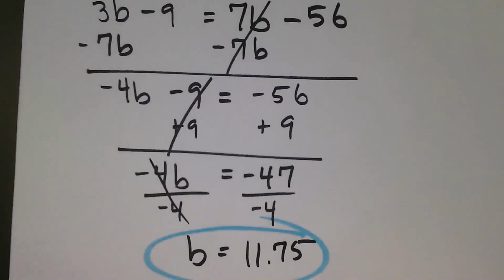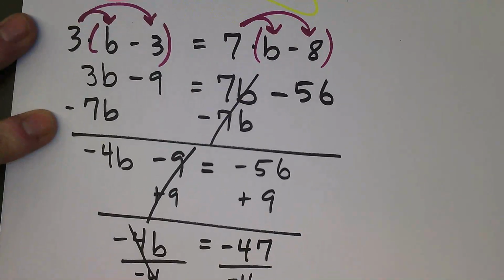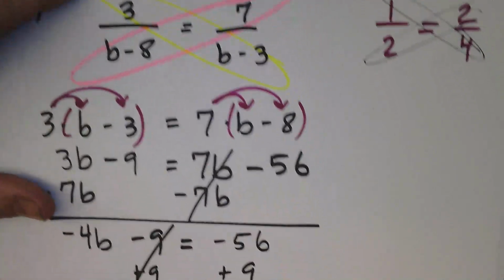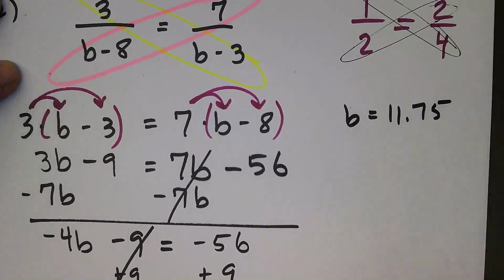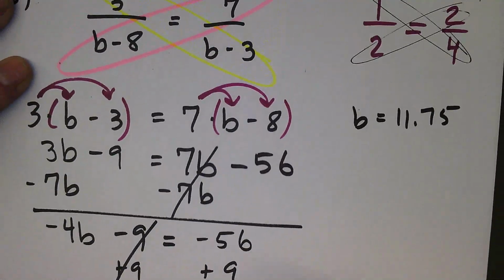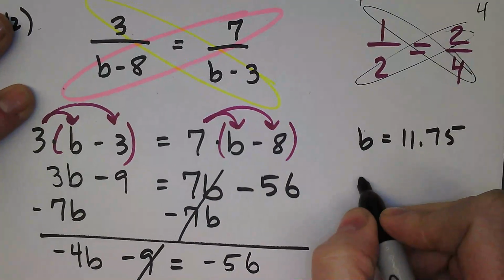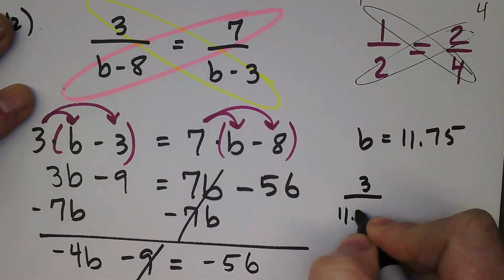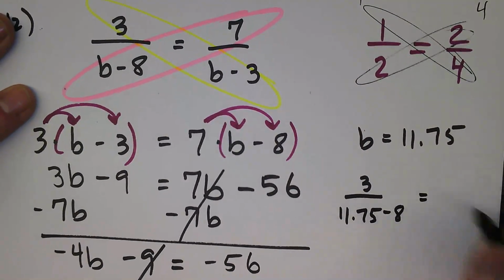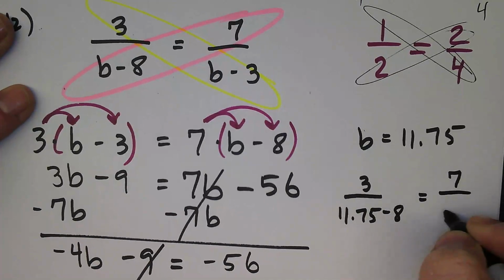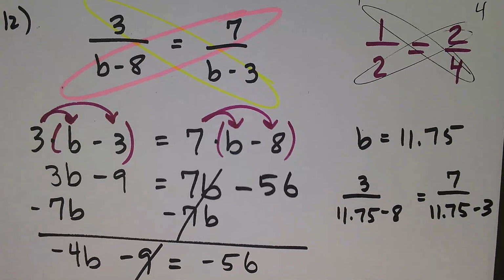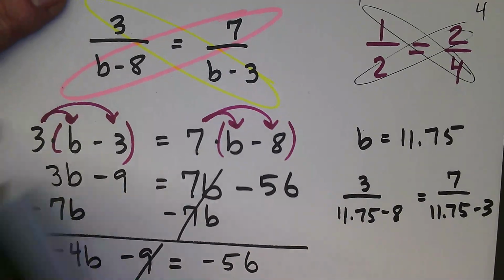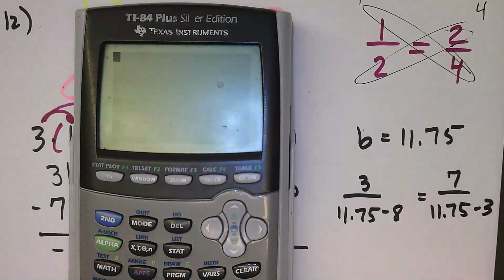In fact, I can demonstrate that right now. If we put 11.75 back into the original, so here I'll just put my answer. I got b is 11.75, right? That's what I got when I solved. I'm just putting it up here so I can see the original. If I do 3 over 11.75 minus 8, that should equal 7 over 11.75 minus 3. That is definitely not something I want to do in my head, so I'm going to type this into the calculator.